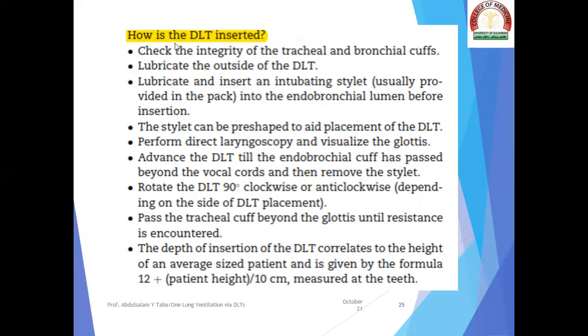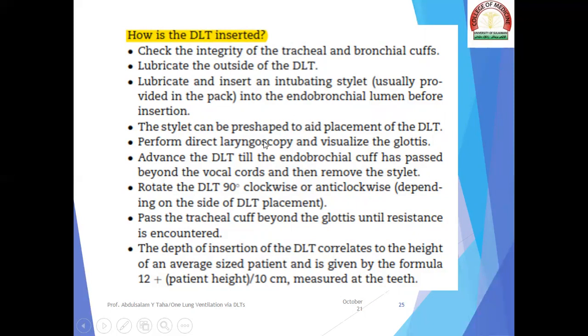First of all, check the integrity of the tracheal and bronchial cuffs. Lubricate the outside of the double lumen tube. Lubricate and insert an intubating stylet into the endobronchial lumen before insertion. The stylet can be pre-shaped to aid placement of the double lumen tube.